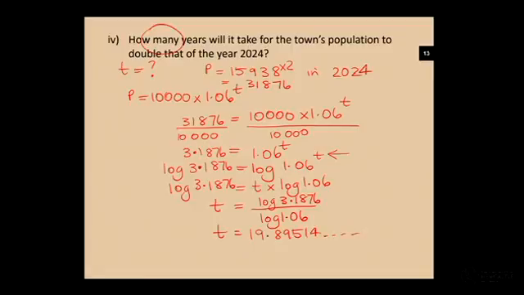19.89514... And again, it just says how many years. This is in years, but we could round it off. So you make a sensible approximation that this could be 20 years, rounded off to the nearest whole number. I tend to remind people that if I've done an approximation, which is a rounding off, I tend to tell people what I've done, because people can still make a mistake.